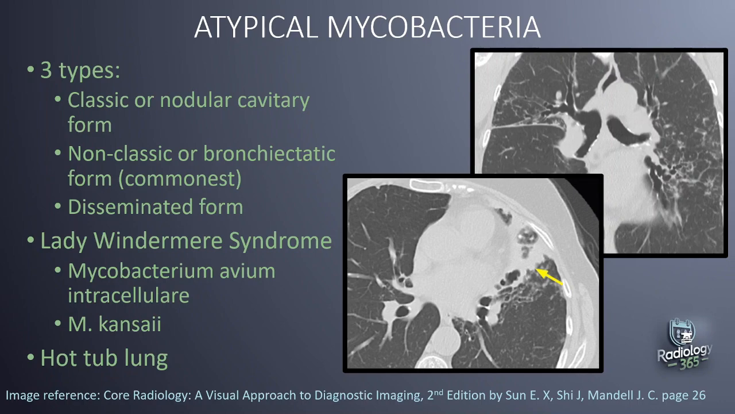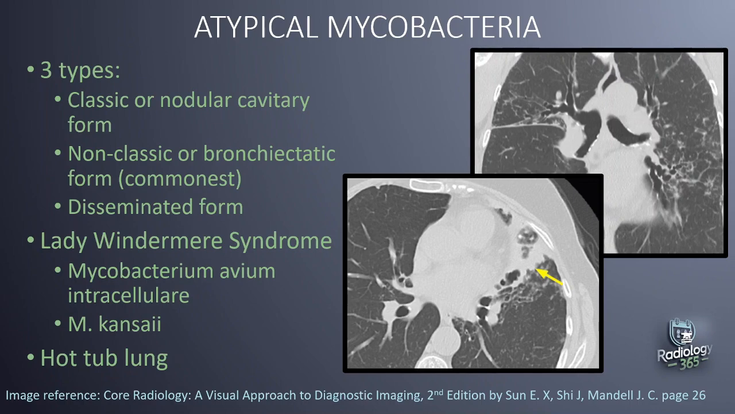Now, Mycobacterium avium intracellulare and M. kansasii are the two most common organisms that have been implicated in the bronchiectatic type of atypical mycobacteria. The radiologic findings are bronchiectasis, that's dilatation of the bronchi, and tree in bud nodules, most common in the right middle lobe and in the lingula.